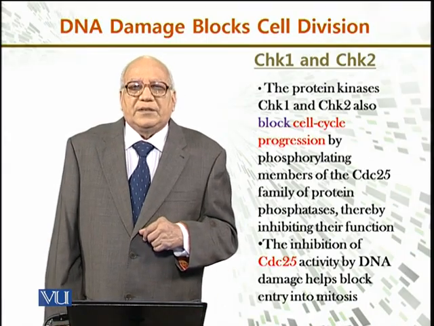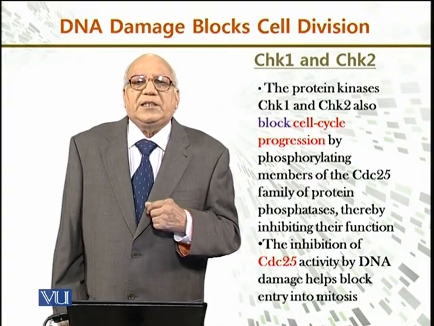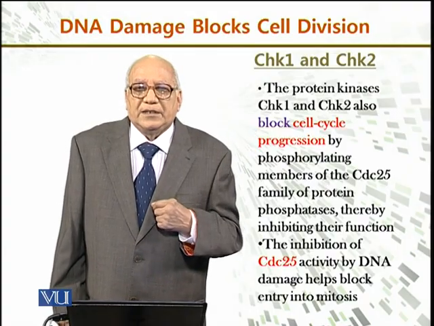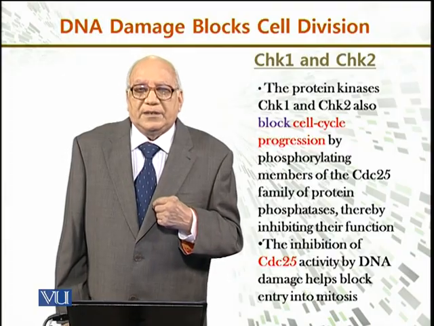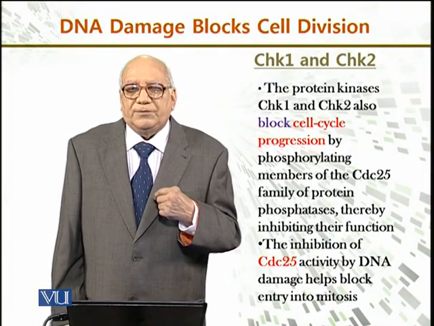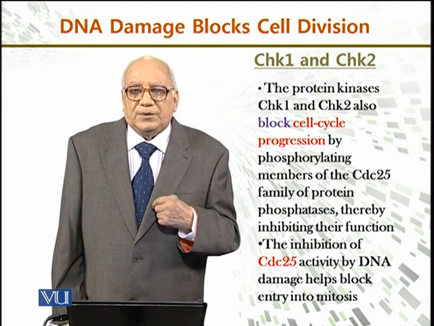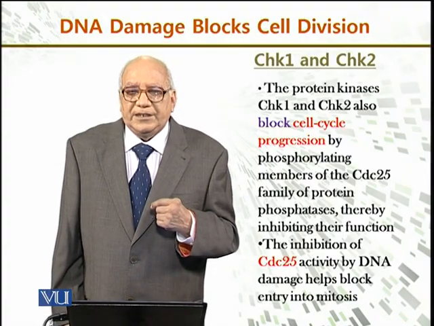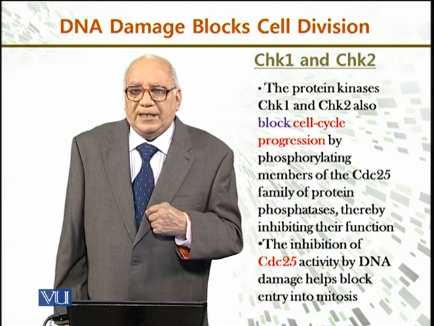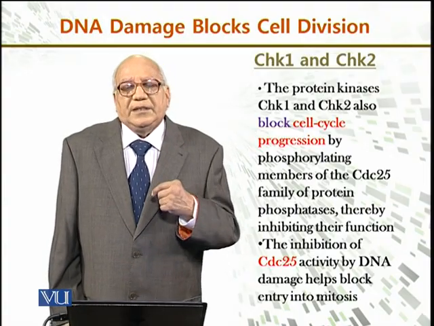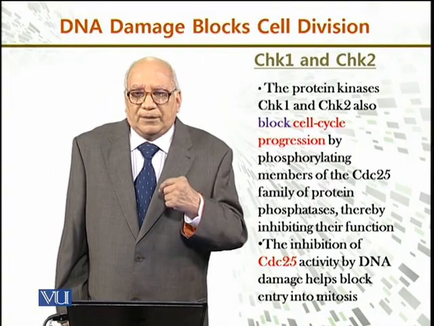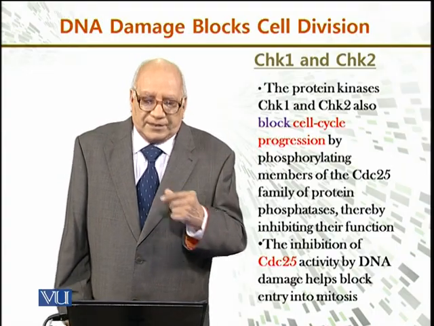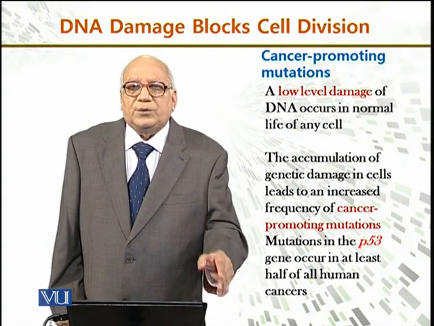Now, another player is CHK1 and CHK2, which are protein kinases. They also block cell cycle progression by phosphorylating members of the CDC25 family of phosphatases, thereby inhibiting their function. The inhibition of CDC25 activity by DNA damage helps block entry into mitosis. So it means that when mitosis entry is blocked, the cell cycle stops, because it is in mitosis that the cell divides into two parts.